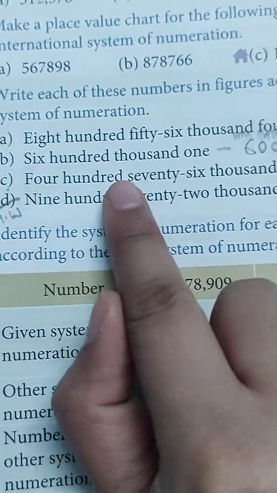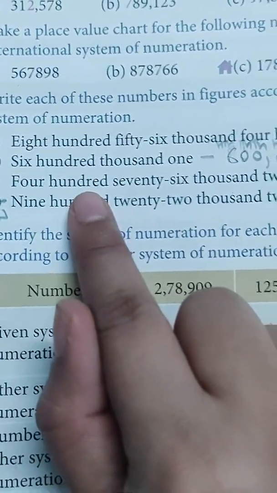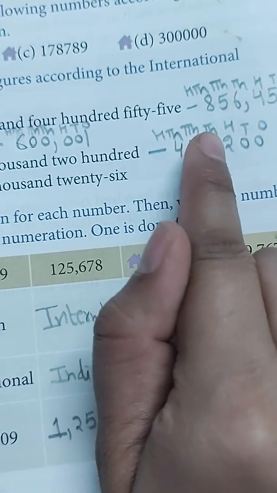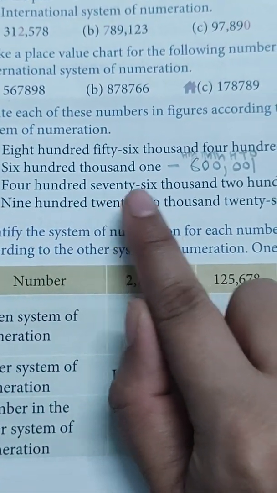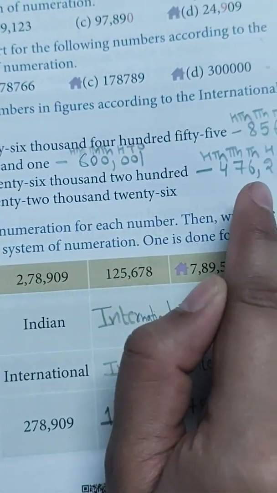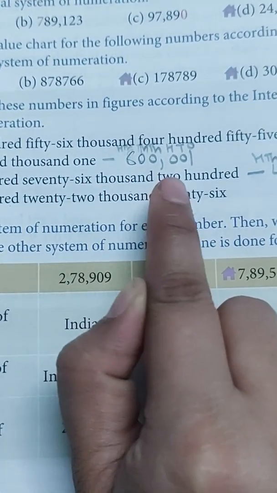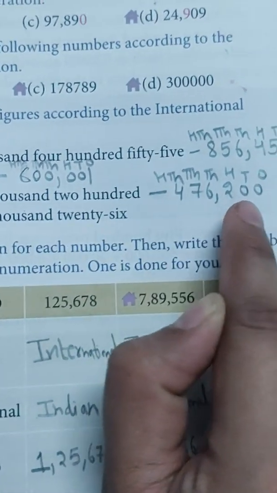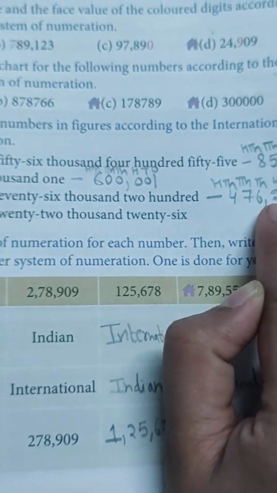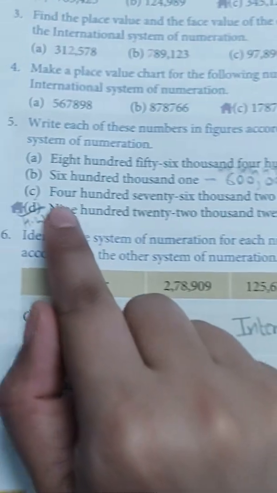Okay, now 476,200, right? So again we have 100,000, 10,000, 1,000, hundreds, tens, ones. At 100,000 we have 4, so we will write 4. Then we have 76,000, so 7 at 10,000 and 6 at 1,000. Now 200: we don't have any number at tens and ones, so we will simply write 200 at the hundreds place value.